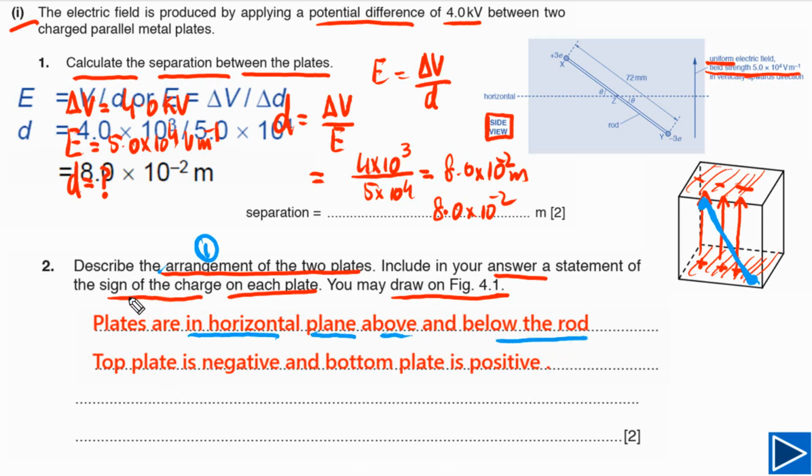The second part was asking us the sign of the charge on the plate. In this case, the top plate is negative, as I have mentioned here, and the bottom plate is positive. So this is how you can answer this question.